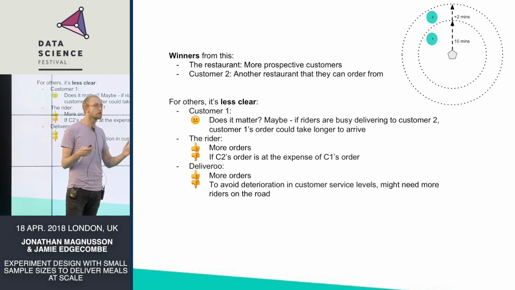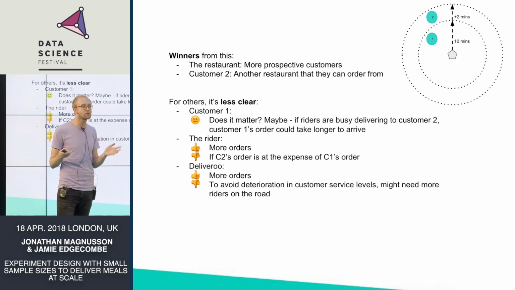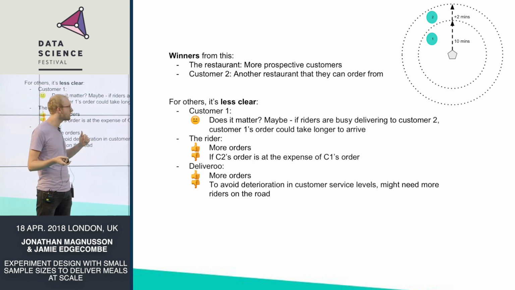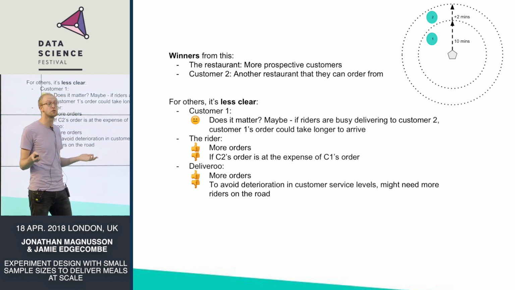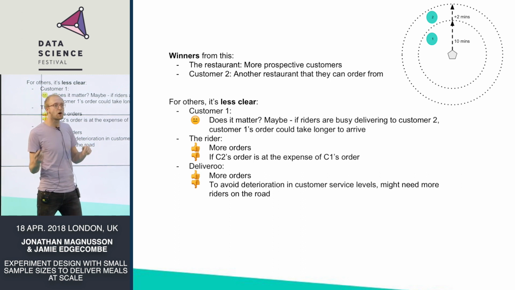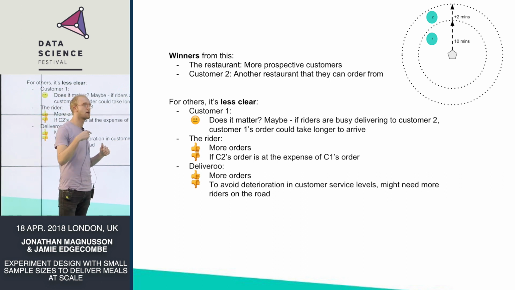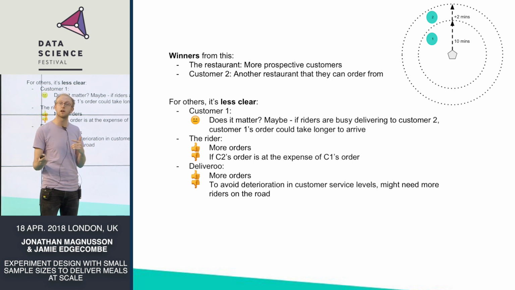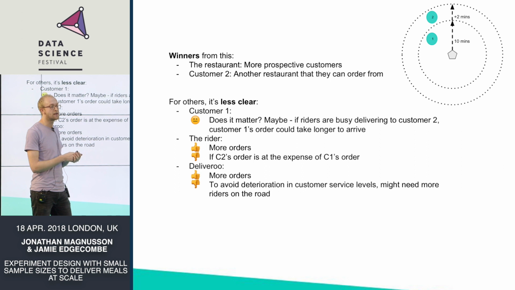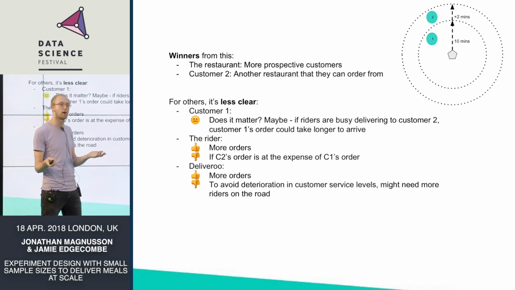However, there are other groups where it's difficult to say, right? So for customer 1, maybe it's fine. Maybe it's just business as usual for customer 1, but it's possible that if the riders are now busy delivering to customer 2, then customer 1 is going to take longer to get their food. And so maybe that's not a great thing for customer 1.